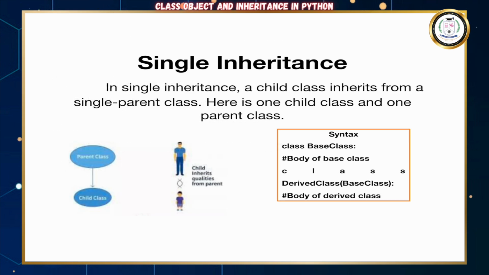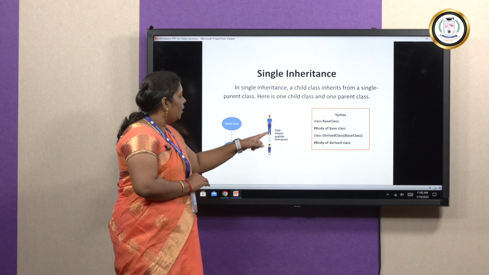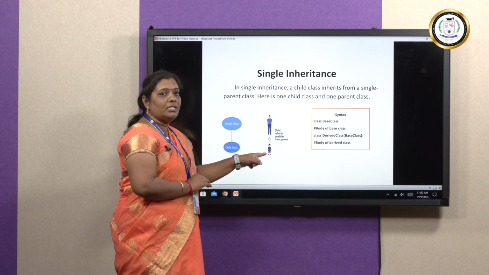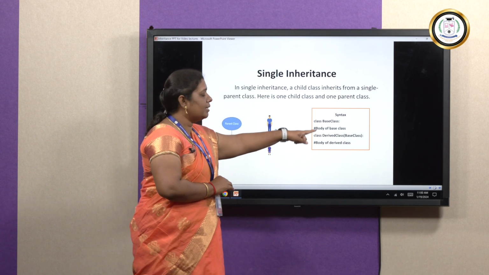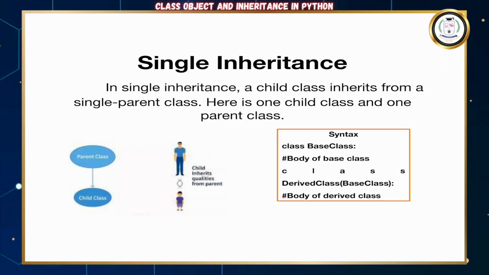First one, single inheritance. The name itself tells us it has a single parent and a single child. This is the example: the child inherits the qualities from the parent. Next, this is the syntax. Class, parent class, body of the parent class. Next, class, derived class, which means child class.